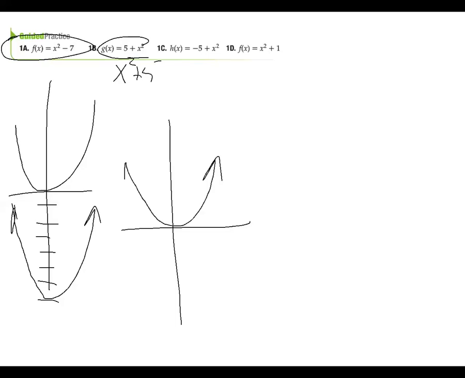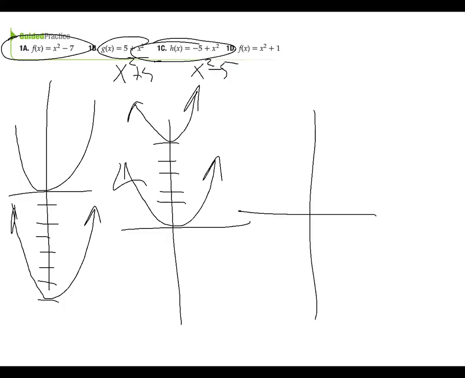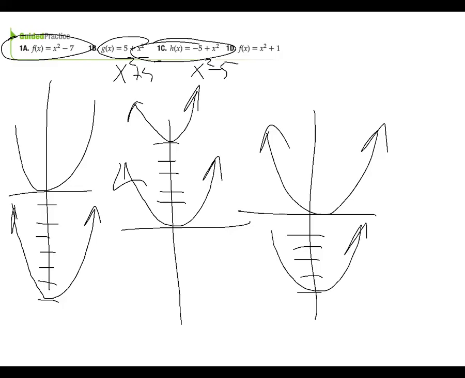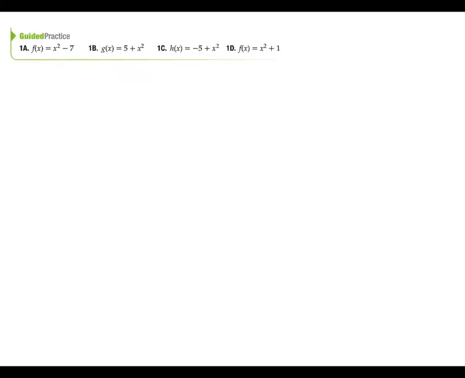So there's x squared. I'm just doing a rough graph here of it. And there's x squared plus 5. Part C. Make sure it's in standard form. You would actually rewrite that as x squared minus 5, and that's going to shift the graph of x squared down 1, 2, 3, 4, 5 units to be like that. Okay? And then D is just the graph of x squared shifted up 1 unit. So here's x squared.